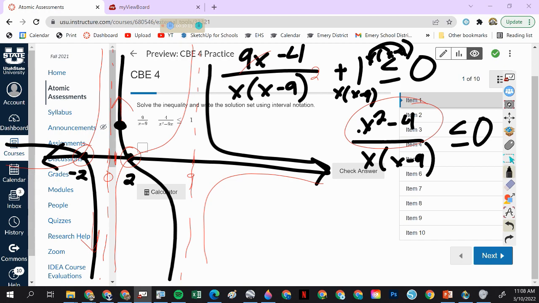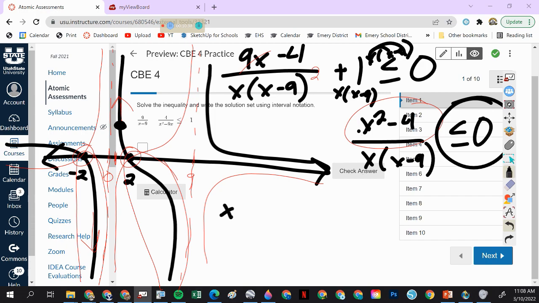Knowing it's the black graph, what intervals will satisfy this equation? I want to know, where is the black graph less than or equal to 0? So it will be this chunk here and this chunk here. What are the x values for those two intervals? So it wants us to use interval notation. Okay?